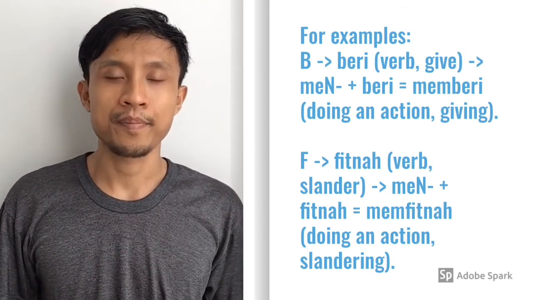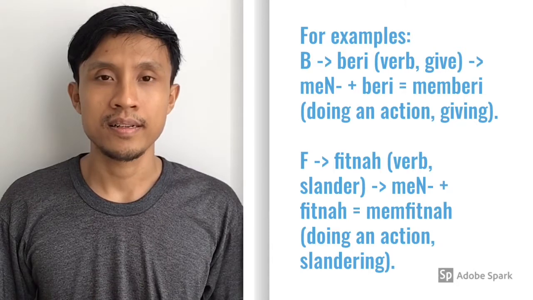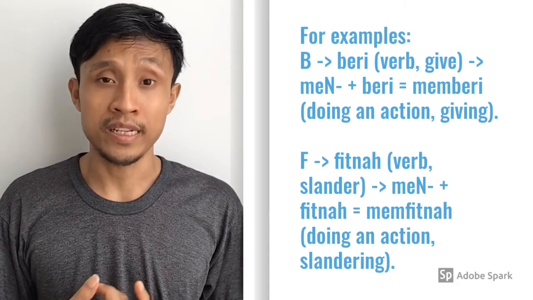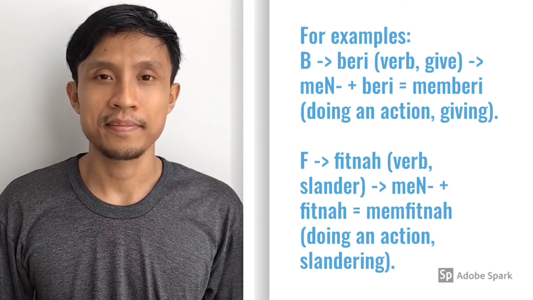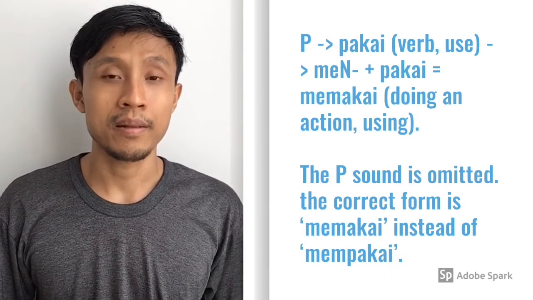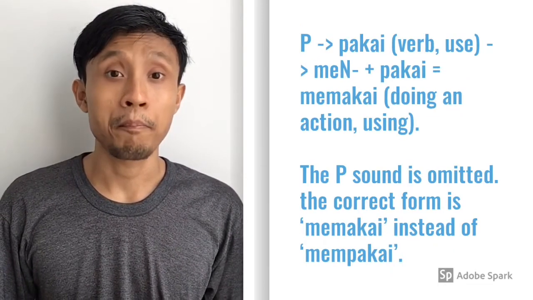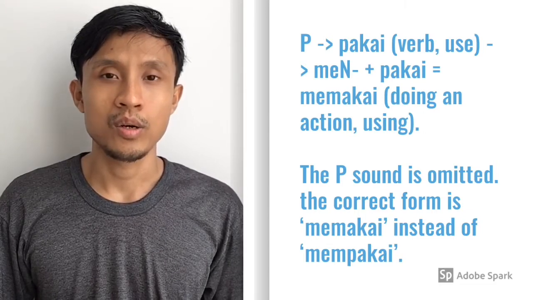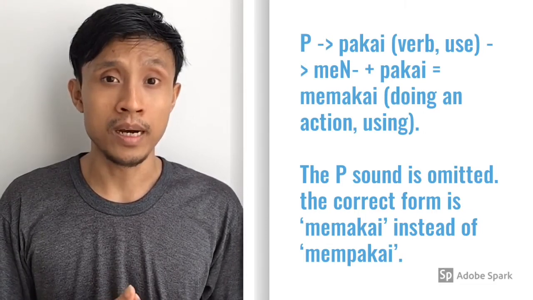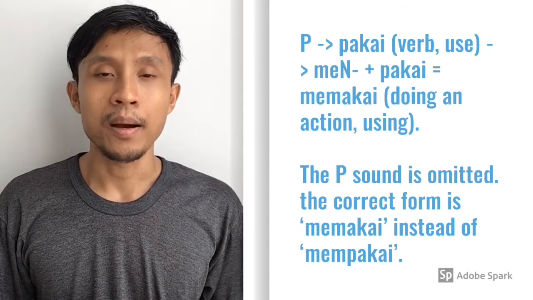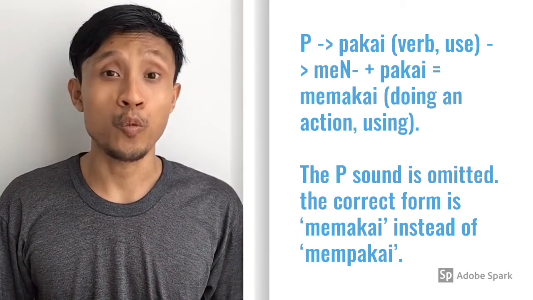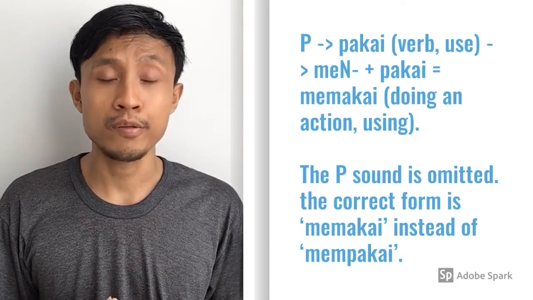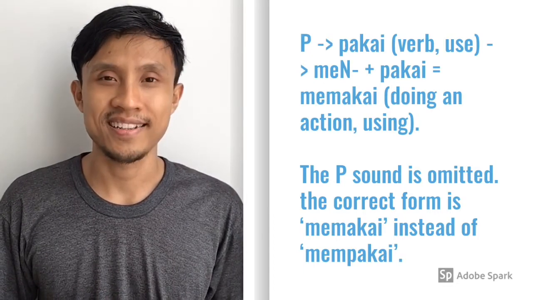F, fitnah, we put prefix me, becoming memfitnah. And then P, pakai, we add prefix me, becoming memakai. Here we can see that we omitted the P sound from the word pakai.